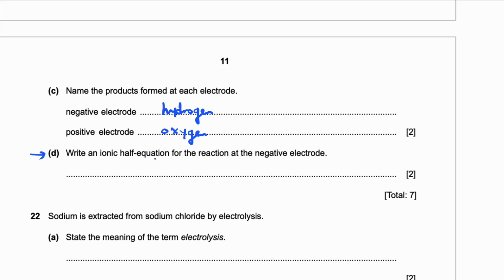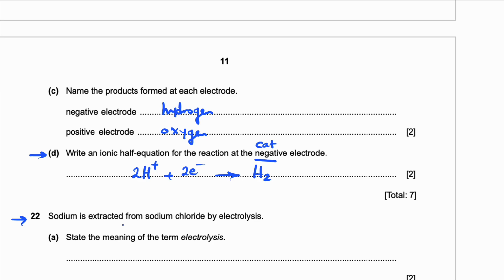Write an ionic half equation for the reaction at the negative electrode. Negative electrode means cathode. So we're going to pick the cation, and the cation here is hydrogen. Once again, two of it. They take 2 electrons and give hydrogen gas.